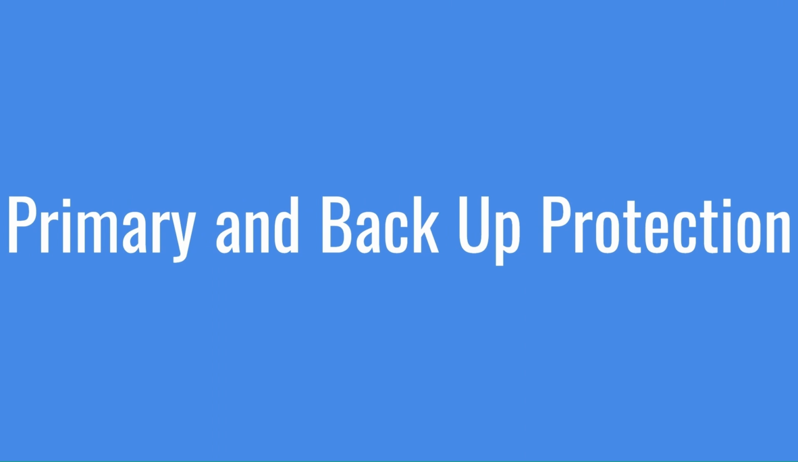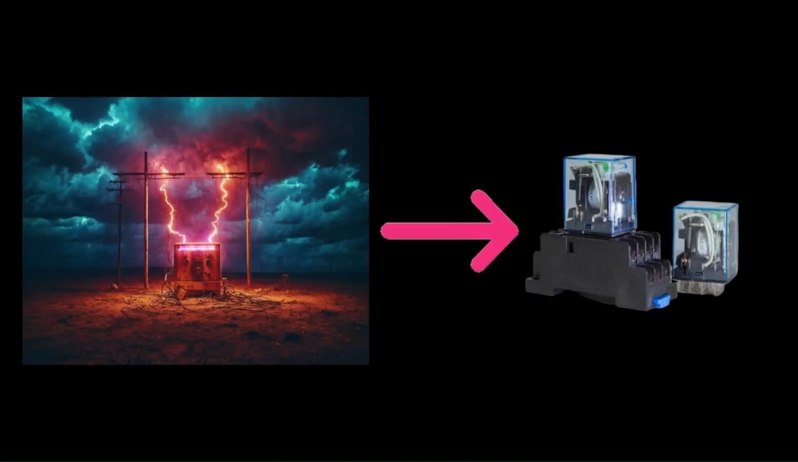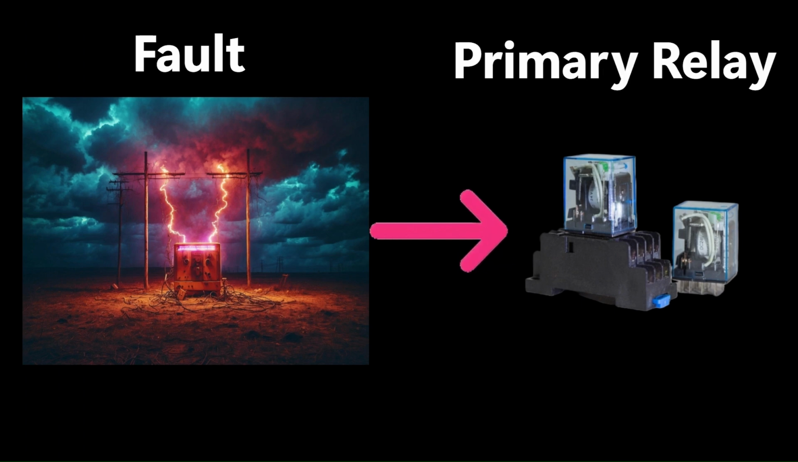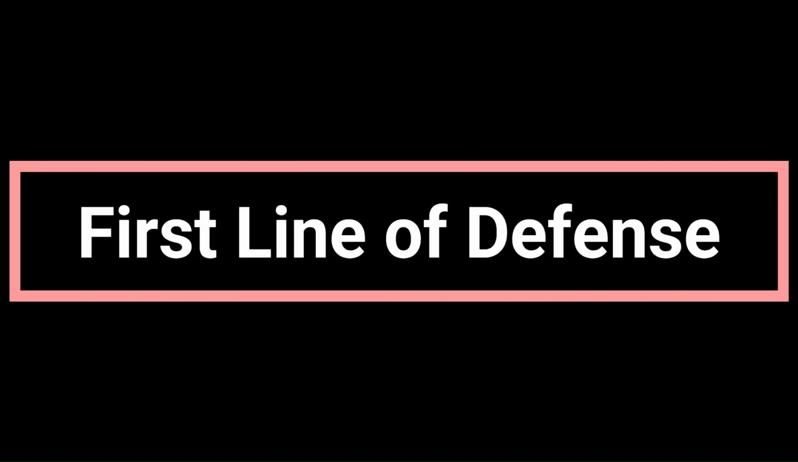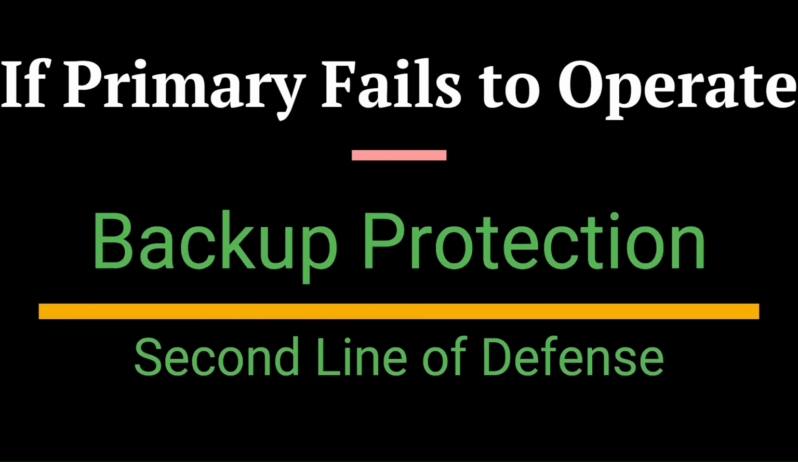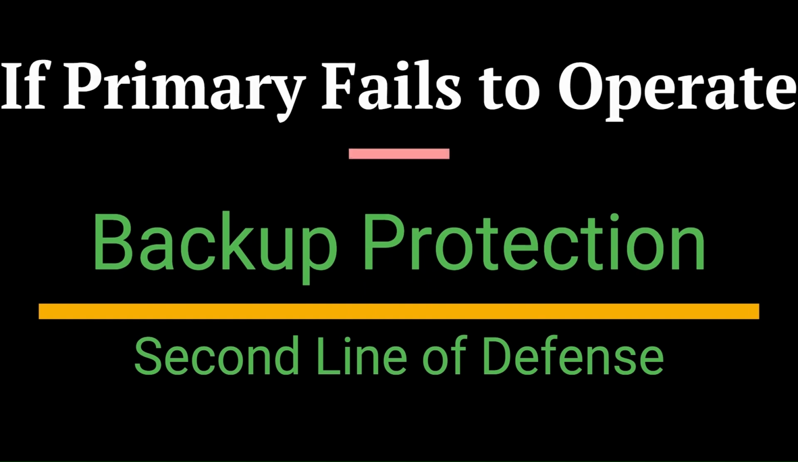Now we discuss about primary and backup protection. If a fault occurs in a particular zone, it is the duty of the primary relays of that zone to isolate the faulty element. Thus, the primary relay is first line of defense. If due to any reason the primary fails to operate, there is a backup protective scheme to clear the fault as a second line of defense.